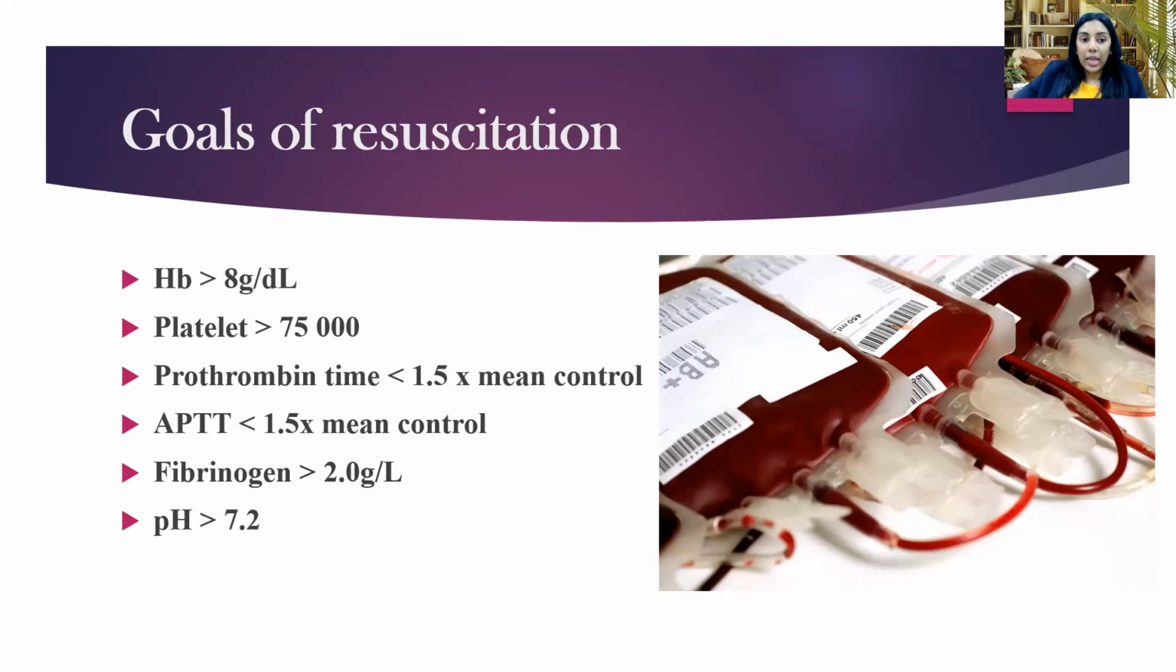So what are the goals of resuscitation? You would want to aim for a hemoglobin of more than 8 grams per deciliter, a platelet count of 75,000, prothrombin time and APTT less than 1.5 times the mean control, a fibrinogen of more than 2 grams per liter, and a pH of more than 7.2.